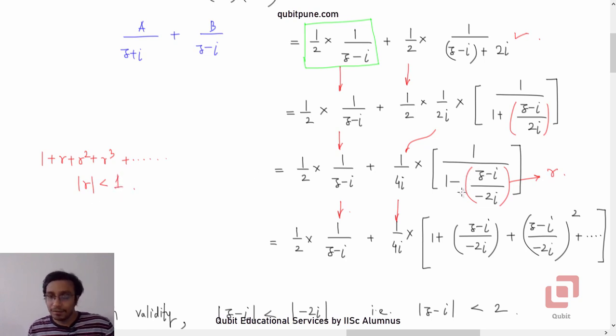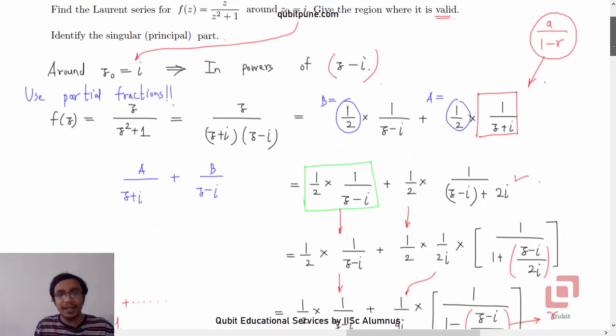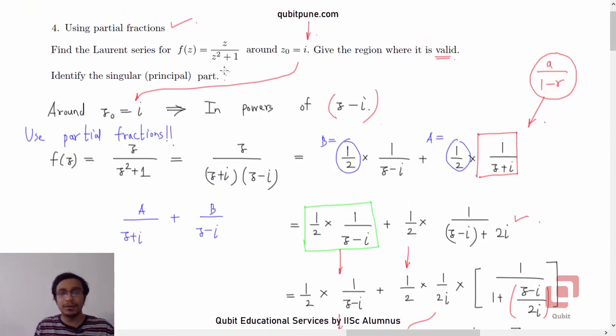Fine, so we can actually get it in the powers of z minus i now. That was our main objective. So it is 1 upon 2 into 1 upon z minus i plus 1 upon 4i into 1 plus r, where r is z minus i upon minus 2i, plus z minus i upon minus 2i to the power 2, this is r squared, and so on. So we have achieved our objective. We had to obtain the Laurent series of z upon z squared plus 1.